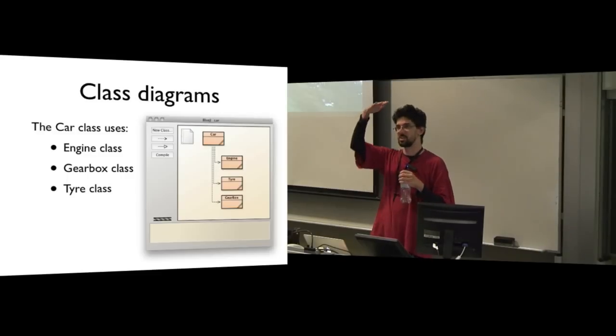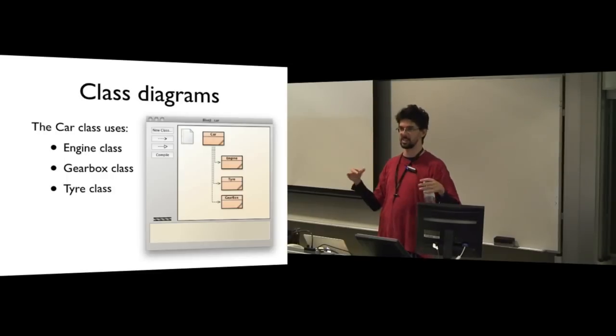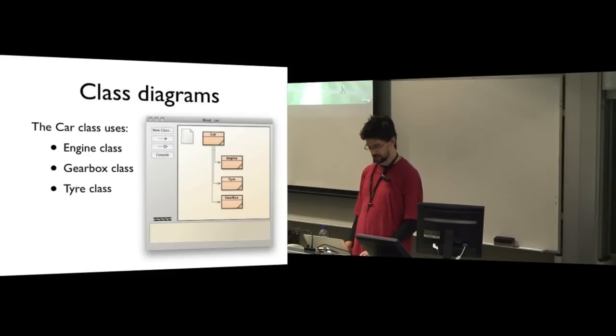A good design starts at the top level of abstraction, and then that breaks down to the next level, which breaks down to the next level, and so forth. So now we have two levels of abstraction in our car program.